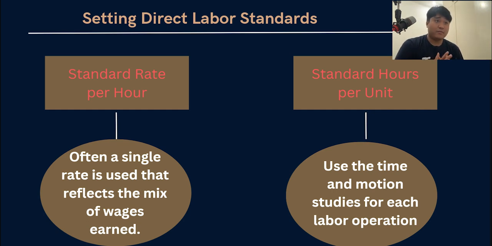Under this table, we have two factors: first is the standard rate per hour, second is the standard hours per unit. Here in the first, standard rate per hour is a single rate that is used to reflect the mix of wages earned. While the second, standard hours per unit, uses time and motion study for each labor operation.